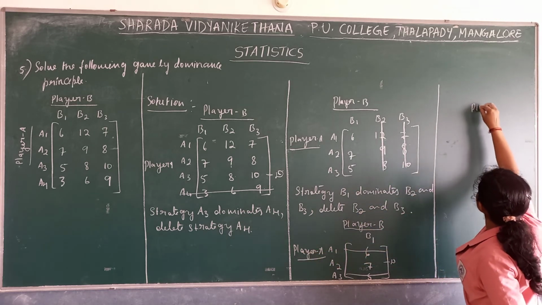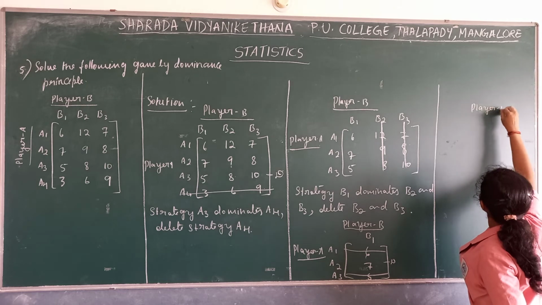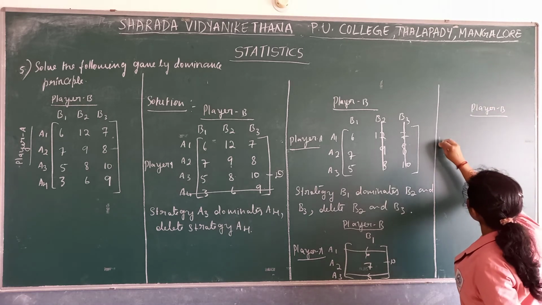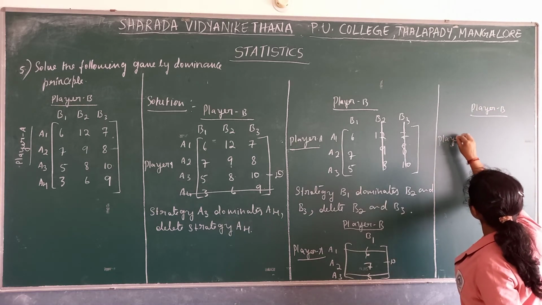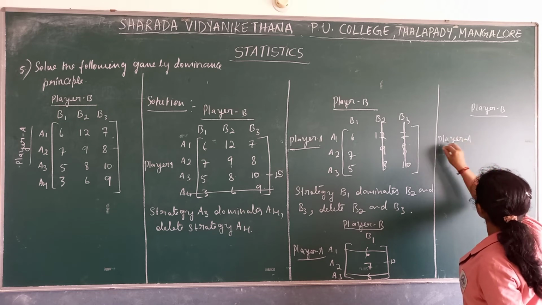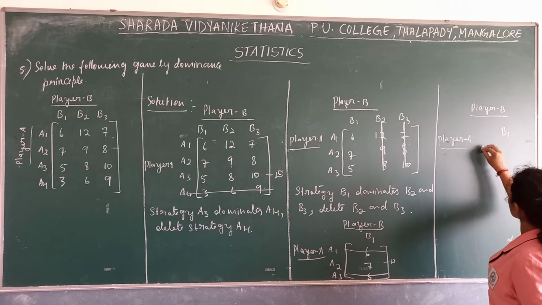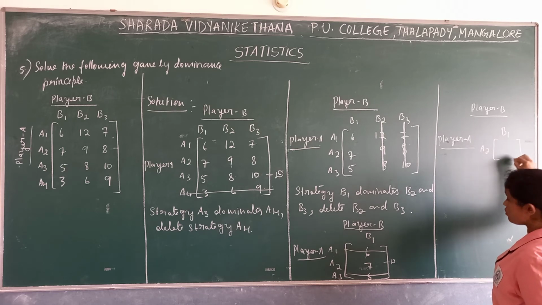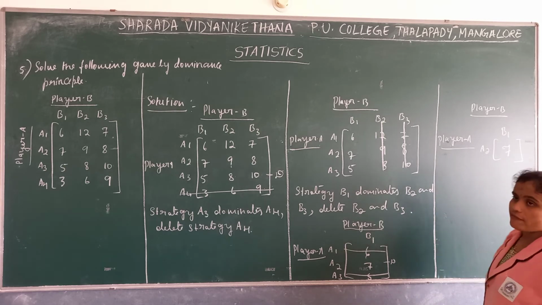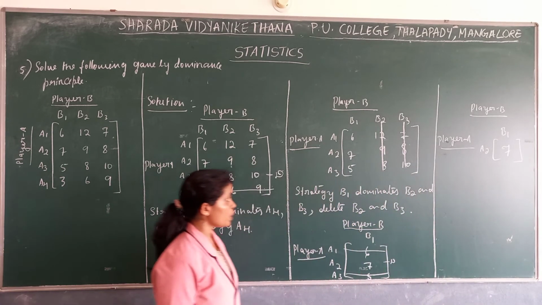Here player B and player A. Your strategy B1 will remain and A2 will remain. So the value which remains is 7. So I hope you are clear.